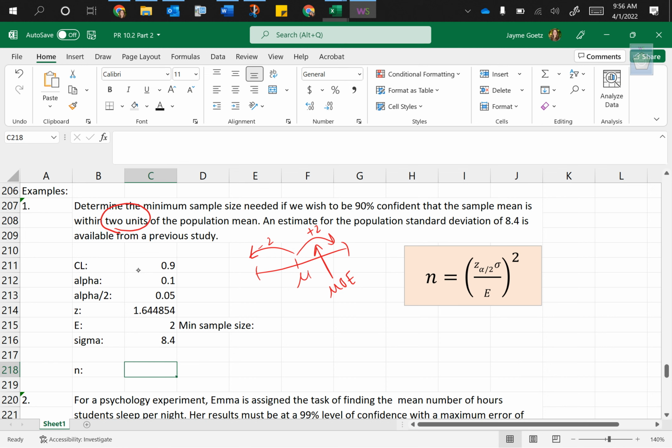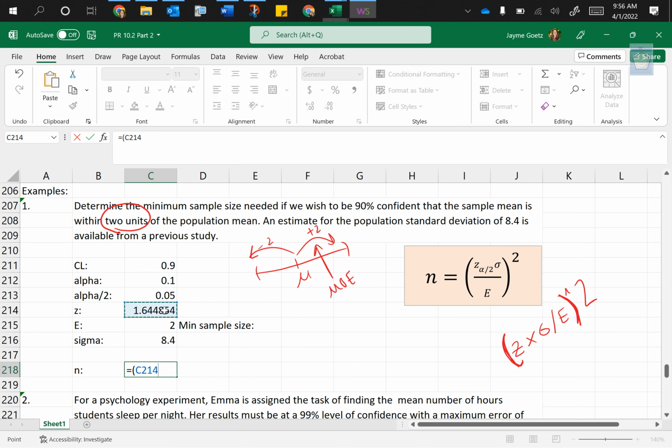But on the outside, I have the whole thing squared. So if you want, you can do this in a cell and then take your previous answer and square it. Or if you're thinking ahead, you can start it off with a parenthesis, end it with a parenthesis, and square the whole thing. Okay? So I like to do it all at once. It just makes more sense for me. So I'm going to type in equals, open parenthesis. Then we're going to go z-value times sigma divided by my error. Close your parenthesis and square it.